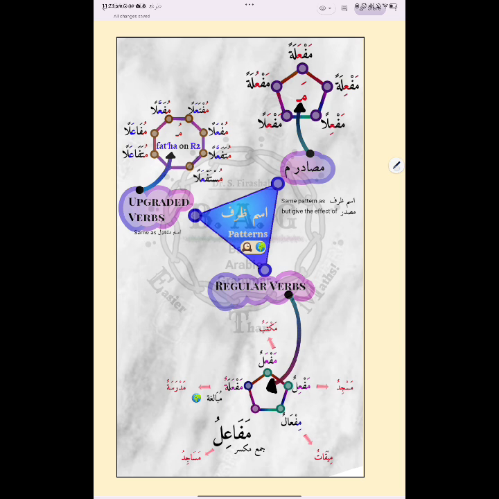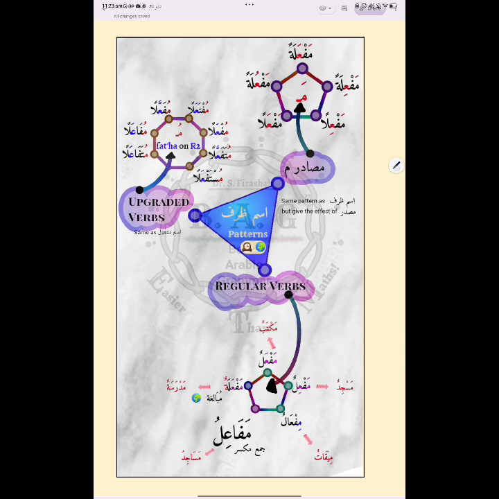Next we've got the regular verbs, and the patterns of ism zarf derived from regular verbs. There are just three of them. These three are the basic patterns that I will want you to remember and memorize. This one is for the exaggeration, the mubalagha, and this pattern is actually just the plural, the jama mukassar.